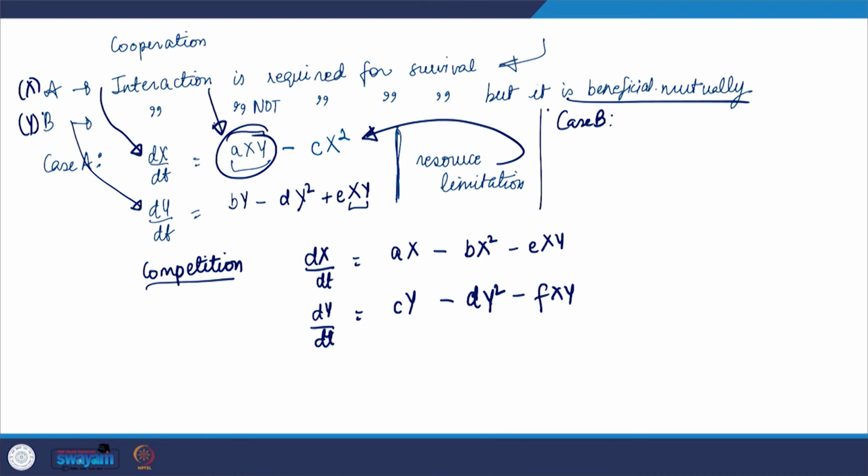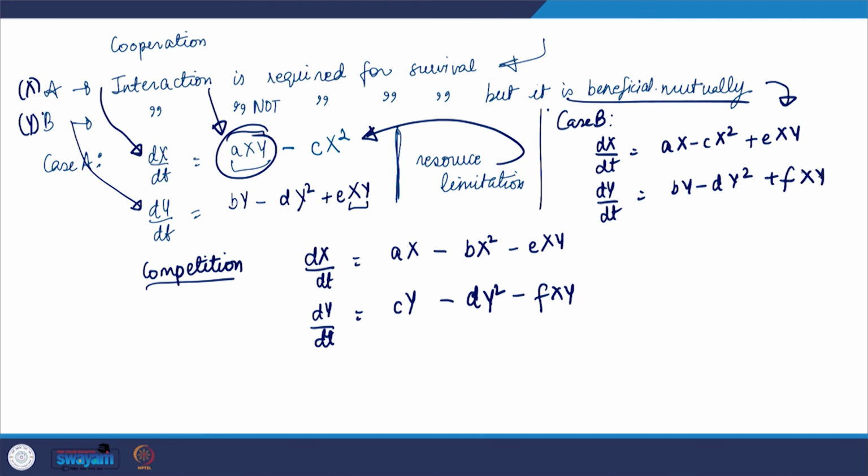Interaction is not required for survival for either of the species, but it is mutually beneficial, in which case dx by dt will be equal to ax minus cx square. This is just the growth part considering logistic situation. Now notice one thing, the growth of x does not depend upon y, the growth of y does not depend upon x because interaction is not required for survival or for growth, but it is mutually beneficial. So we need to add a term that shows that their interaction is helpful for both of them. So we have the opposite of what we see in competition, plus exy and plus fxy.